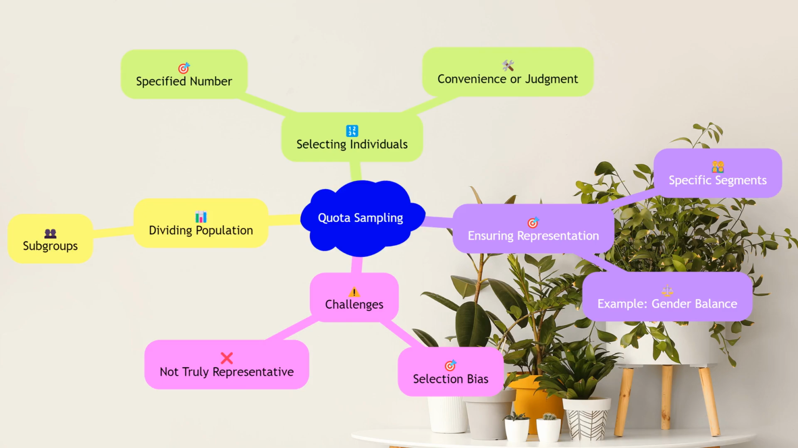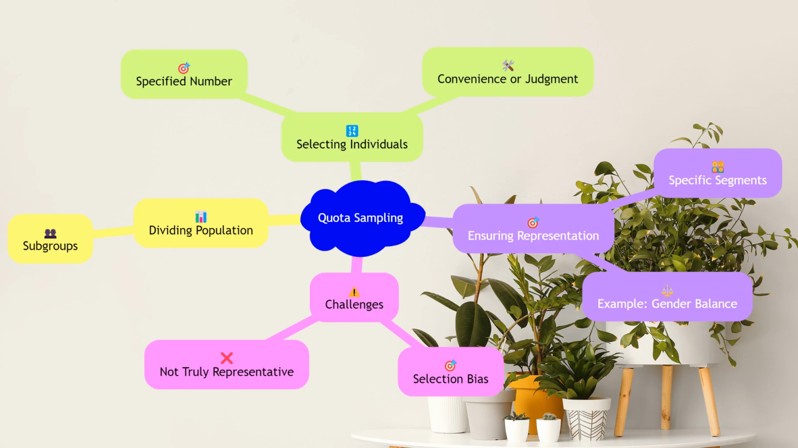Quota sampling involves dividing the population into subgroups and then selecting a specified number of individuals from each subgroup. Unlike stratified sampling, the selection within each subgroup is not random, but based on convenience or judgment.